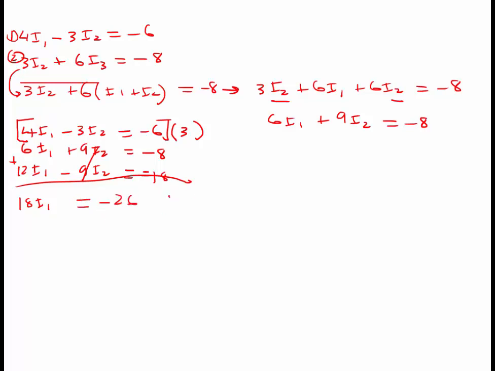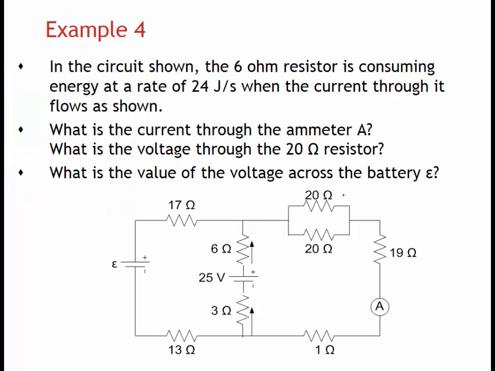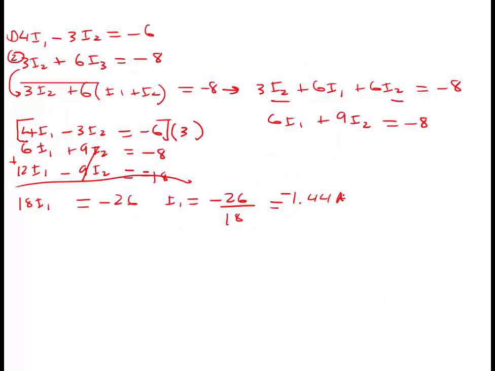So if we solve for I1, I1 is equal to minus 26 divided by 18, and what we get is negative 1.44 amps. Now, if we take that negative 1.44 amps and go to one of the original equations, we should be able to solve for I2. So, for example, we have 4 times I1, so that would be 4 times negative 1.44.